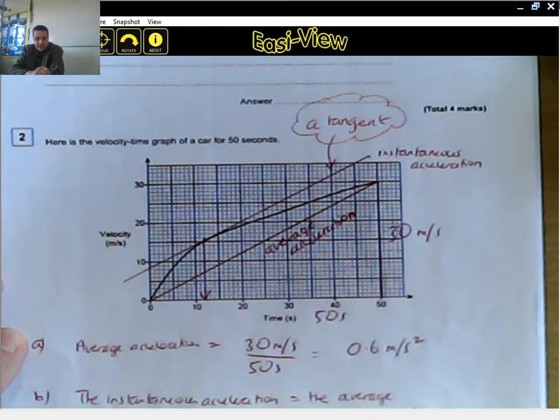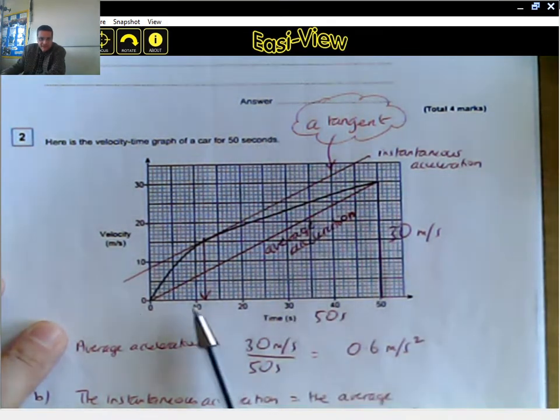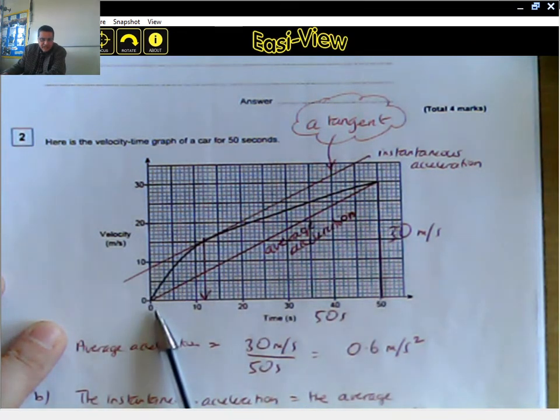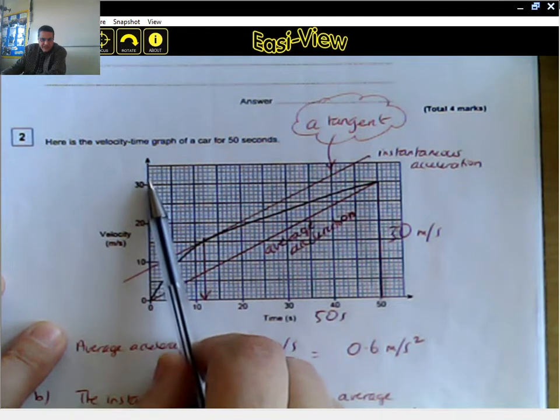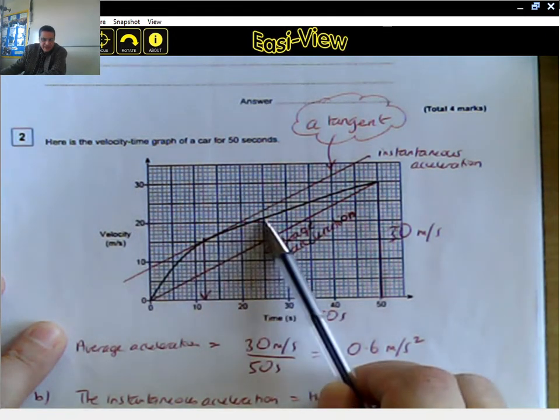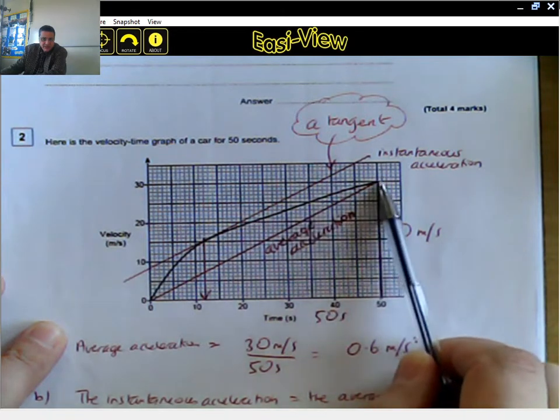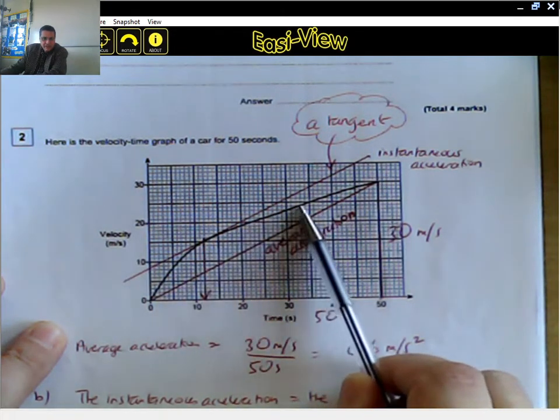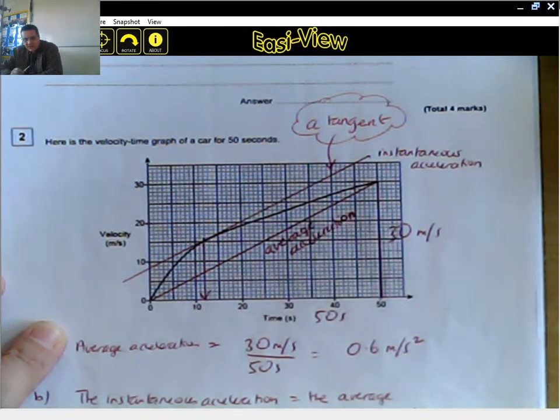Here is a velocity time graph of a car for 50 seconds. I reach a maximum velocity of 30 metres per second. Clearly the car's accelerating here, then decelerates a little bit, and then accelerates at a constant rate, still getting faster and faster. That's the story, and we did it all in 50 seconds.